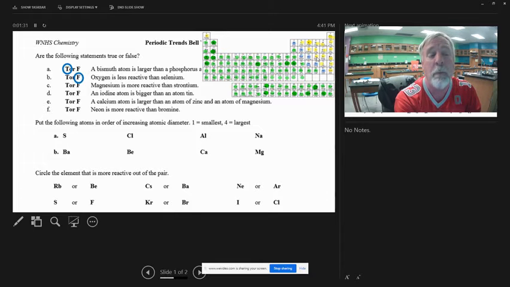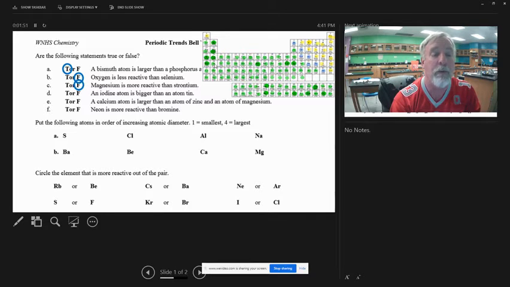Part C asks, though, about magnesium and strontium. Magnesium's over here, strontium's down here. Here we're talking about metals, and they're opposites, right? Metals get more reactive as you go down the periodic table. Strontium's lower, it should be more reactive. This statement is false.